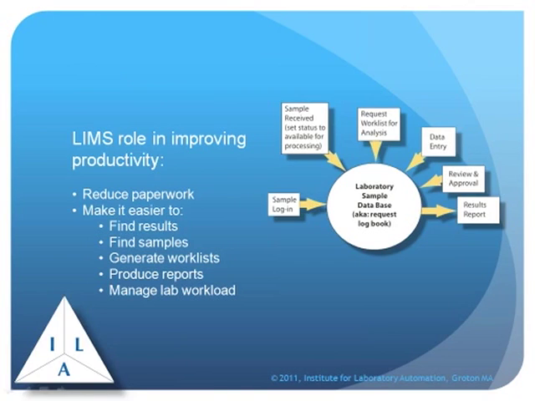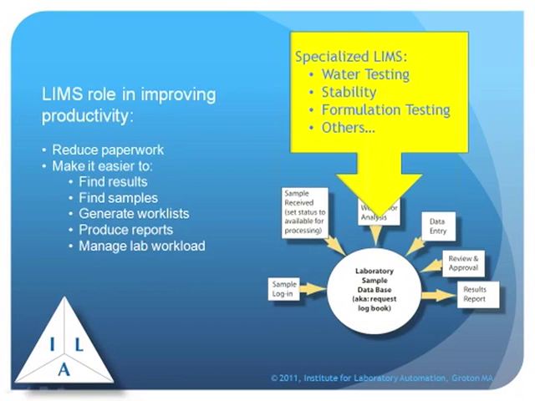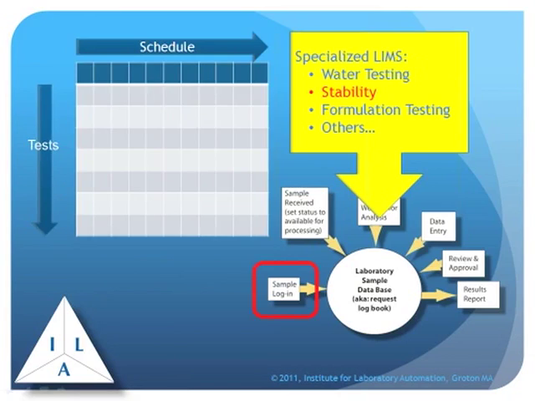You can generate work lists, produce reports, and basically manage the lab's workload very easily using one system. And systems can be optimized for certain types of applications. For example, there are specialized versions of LIMS systems for doing water testing, stability testing, and formulation testing. And we'll look at just stability testing for a moment to see how that works.